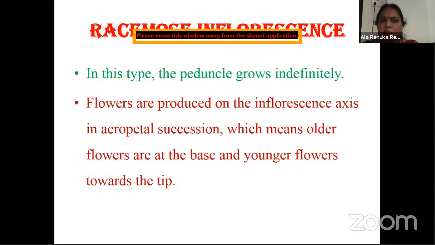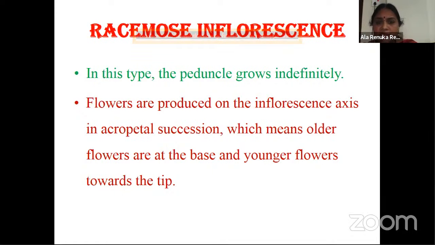In the racemose type of inflorescence, you must remember this point very clearly, understand and remember. In the racemose type of inflorescence, the peduncle grows indefinitely. That is, the peduncle keeps growing and producing flowers. The mode of arrangement of flowers will be in acropetal succession, that is in ascending order. So the peduncle will be growing, producing flowers.